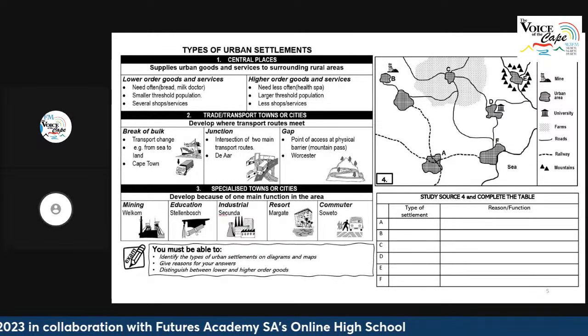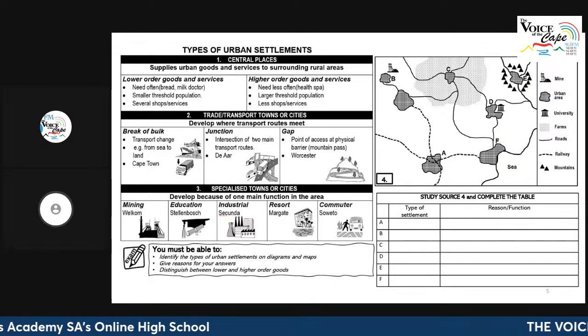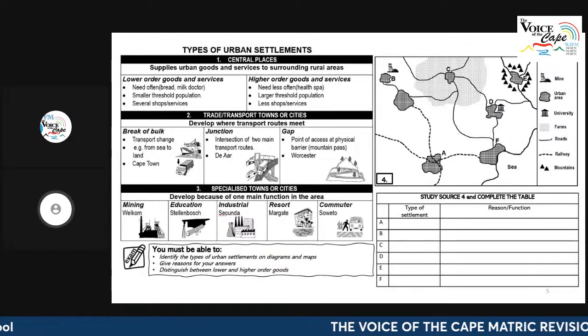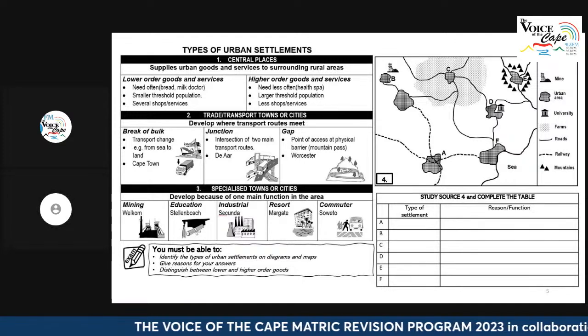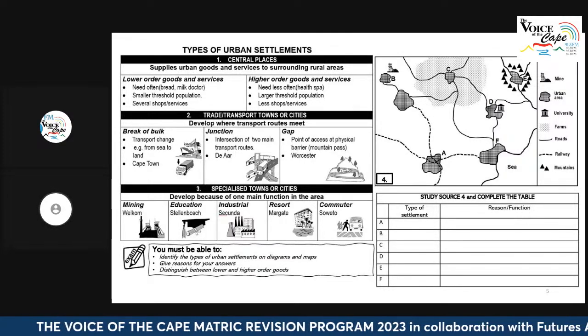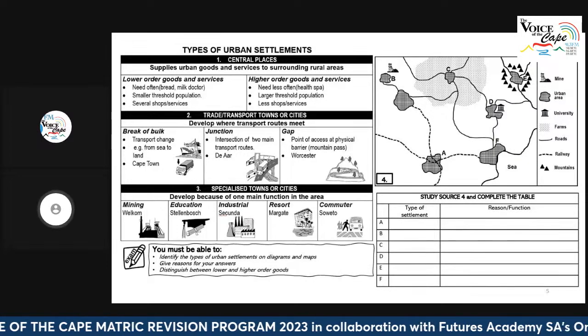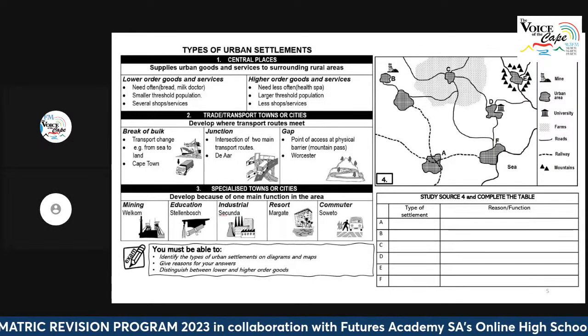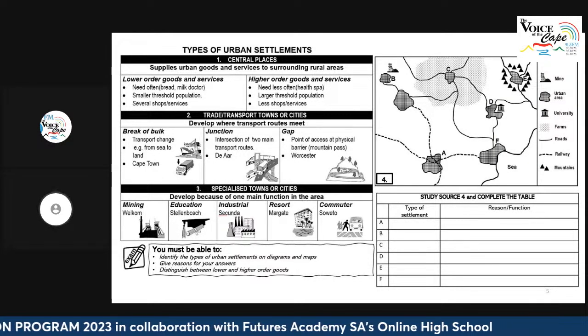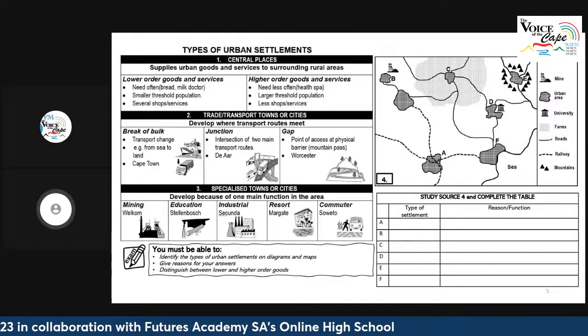A gap town is a town that is found between two mountains or in the valley of two mountains. It generally requires a single road because of the physical features that are barricading it within itself. Specialized towns would then be mining, education, industrial, resort, or commuter. Those are kind of easy to understand.